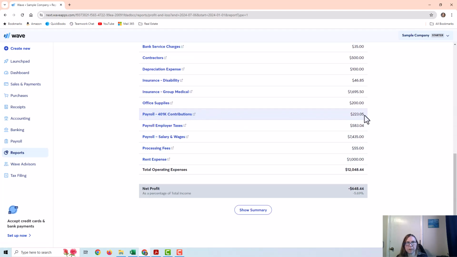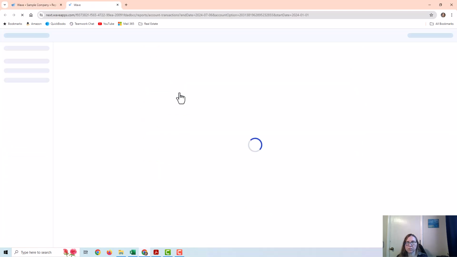So I can see the 401k contributions, that would be the employer match. The employer's payroll taxes would be here. The gross pay would be under salaries and wages. And then I also show insurance, medical, and disability. Let me just click on these so I can show you what that looks like.